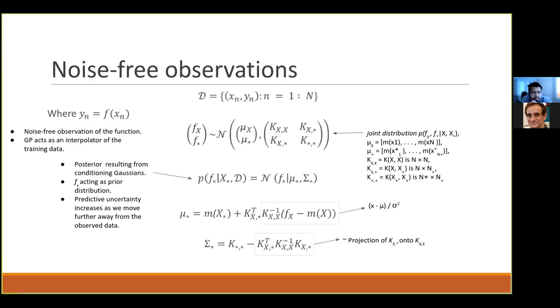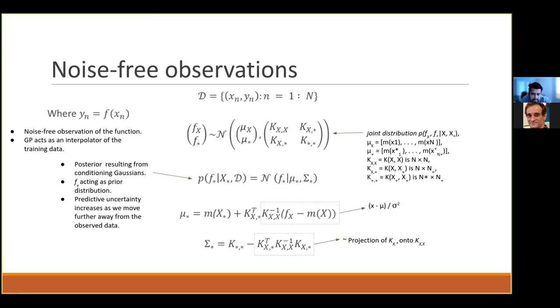Here, when we are sampling inputs for the model, we can assume that there is no noise. If there is no noise, then there's no term for the error in the expression. So here, y_n would be just directly f(x_n), without considering any error. So GP in this case acts like an interpolator of the training data.